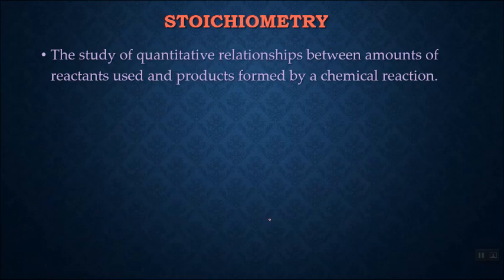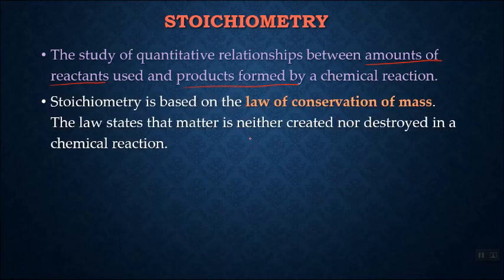All right, so let's briefly talk about what stoichiometry is. It's the study of quantitative relationships between the amounts of reactants, and the products formed, by a chemical reaction. The reason why stoichiometry works is because it's based on the law of conservation of mass. The law states that matter is neither created nor destroyed in a chemical reaction, which is part of the reason why we have to balance those chemical reactions with the coefficients in front to make sure that we are not creating nor destroying any kind of matter.